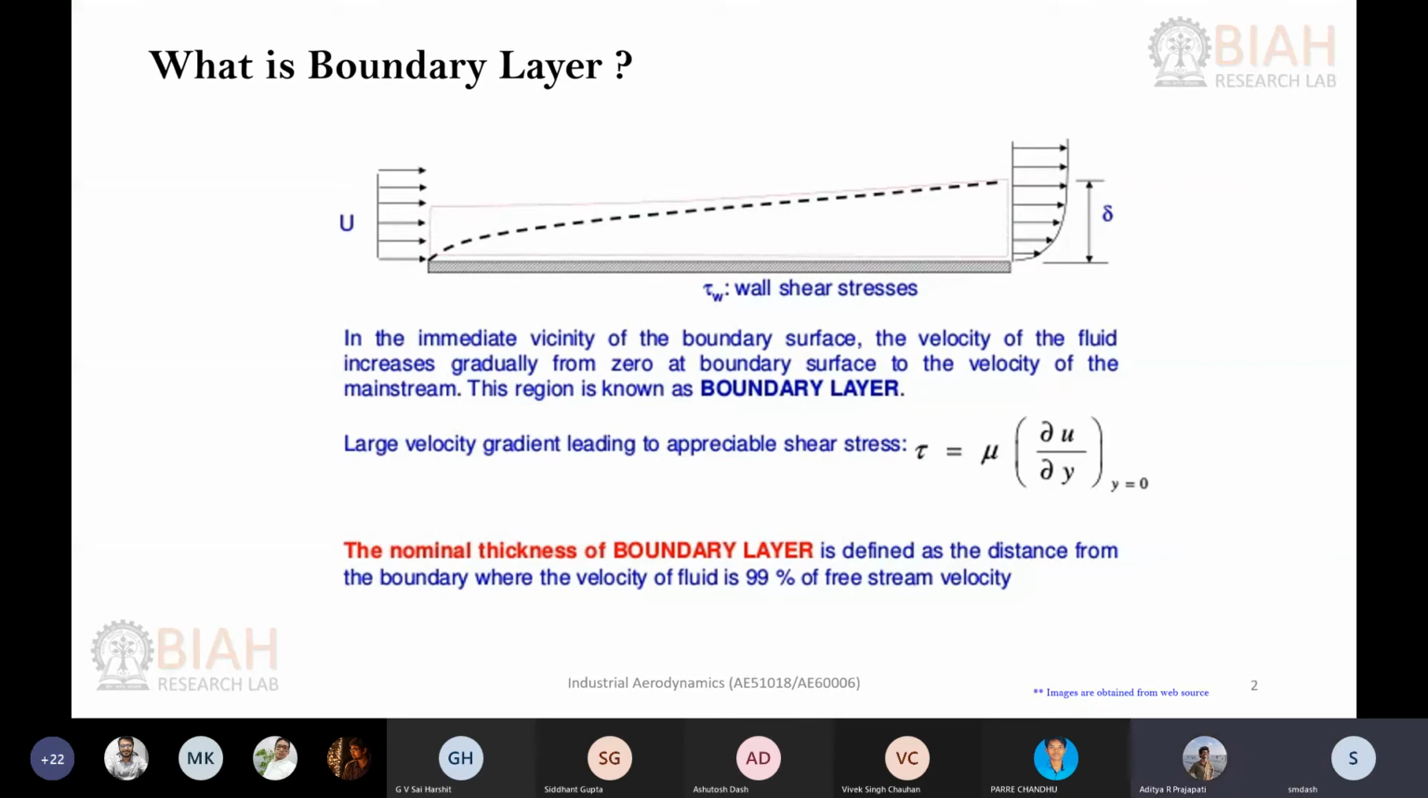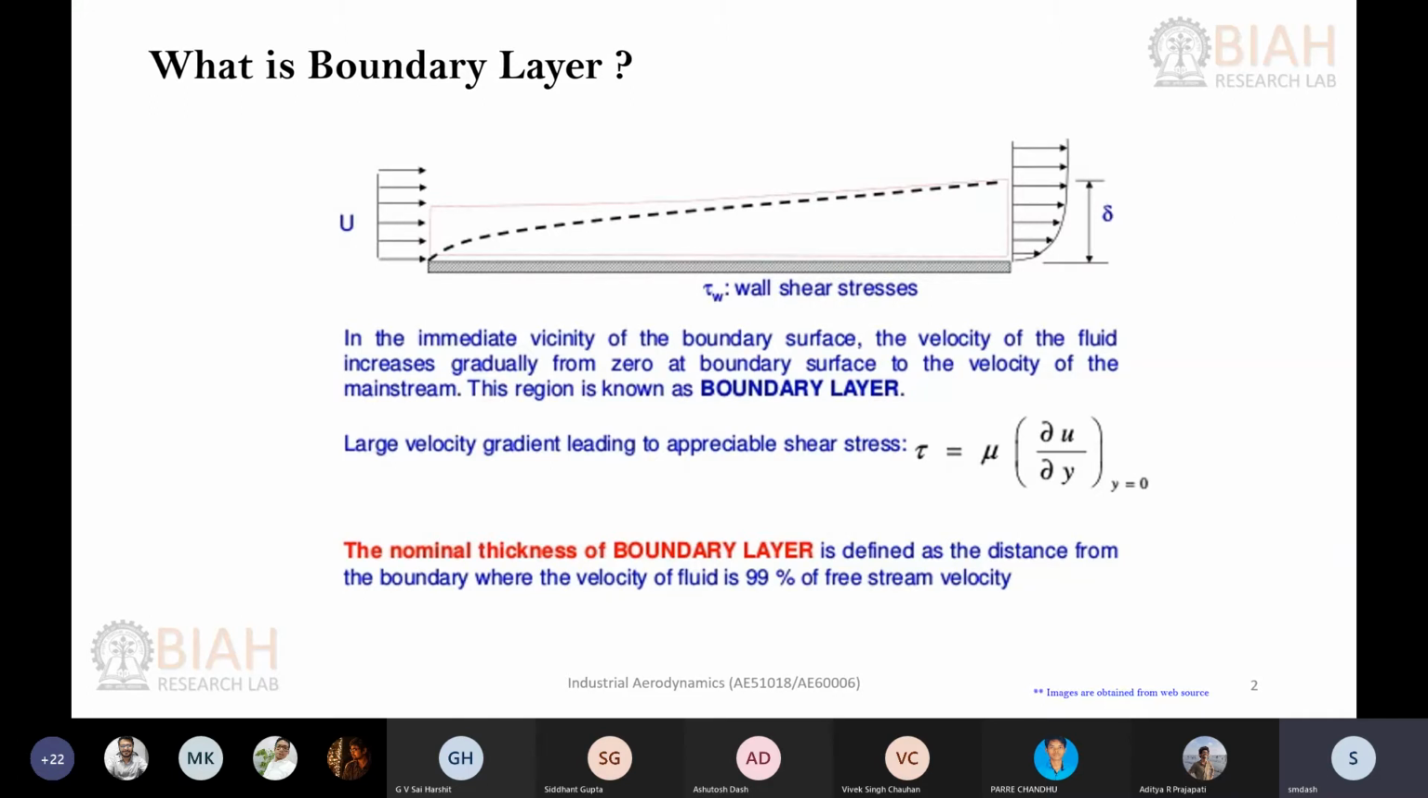So boundary layers are a universal phenomenon. They'll occur in internal as well as external flows. That's correct. Okay, so wherever you have a surface, the fluid velocity adjacent to the surface will be the same as the surface velocity. So the boundary layer will be seen both in external and internal flows.